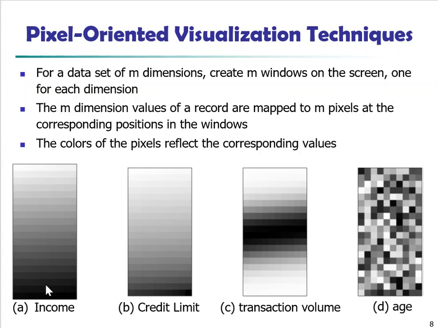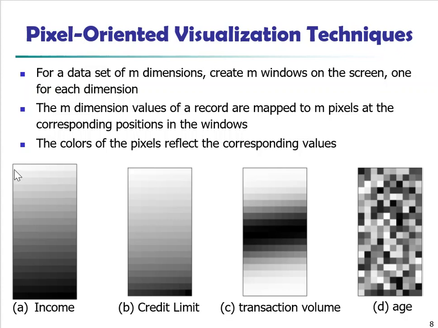In this particular visualization method, for a data set with m dimensions, we will create m windows. Okay, so 1, 2, 3, 4, we have 4 dimensions, so we'll create 4 windows, one for each dimension. Then we're going to map the observations onto the corresponding pixels in these m windows.